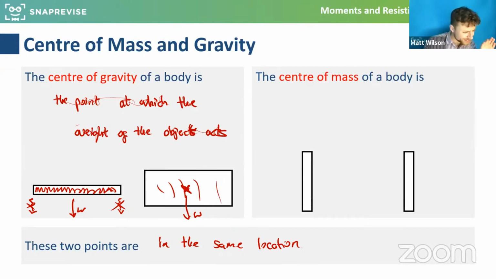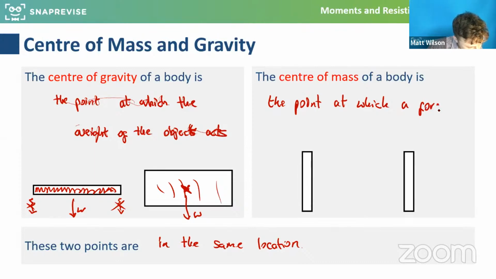Okay, the second concept is pretty similar, but it is different. It's the center of mass. So the center of mass of a body is the point at which a force would not cause rotation.